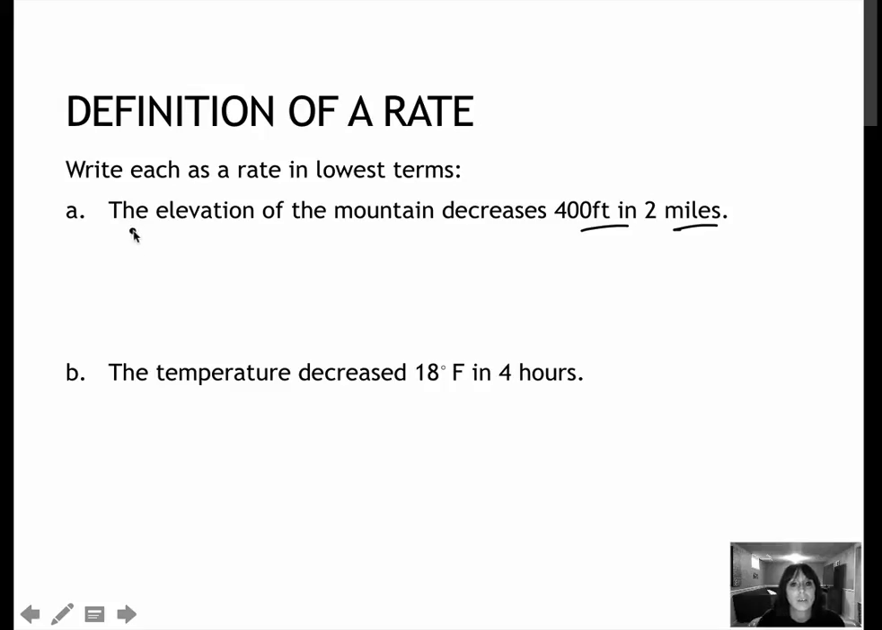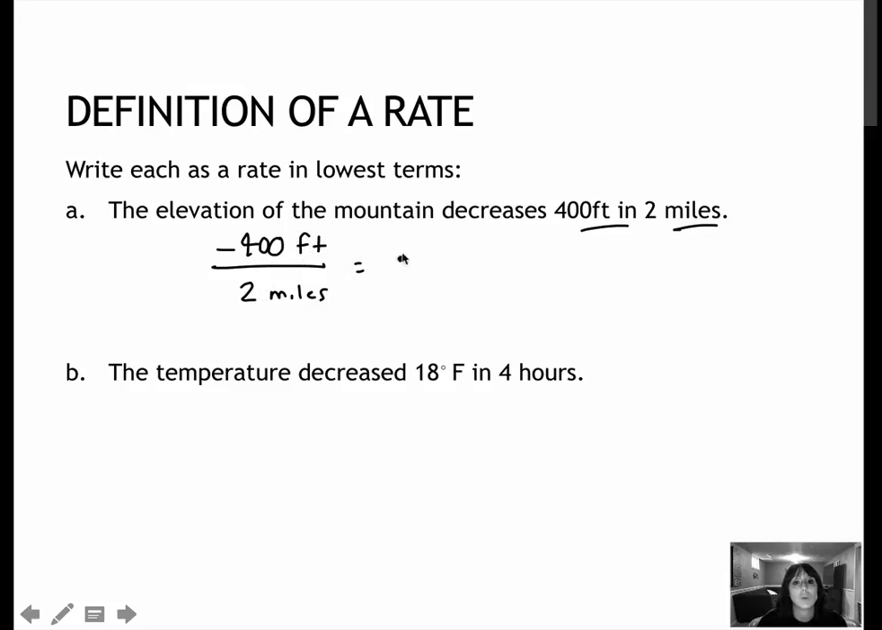So let's take a look at our first one. The elevation of a mountain decreases 400 feet in 2 miles. So obviously I could convert 2 miles to feet, but we don't need to do that. If the elevation of the mountain decreases, it decreases 400. So that's negative 400 feet. And I'm going to divide that by 2 miles. So when I reduce this rate, I'll reduce it as I would before.